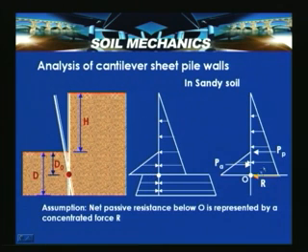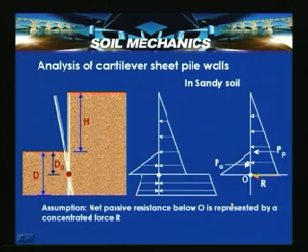So, the assumption here in the design or analysis of this cantilever sheet pile wall is that the net passive resistance below point O is represented by a concentrated force R. So, the net passive resistance below the point O, that is the point of rotation, is represented by a concentrated force R, and that force R is assumed to be applied just below this point O.